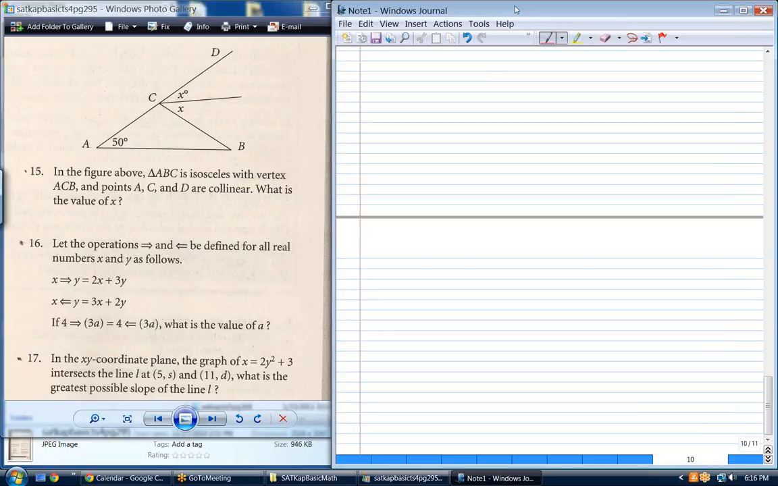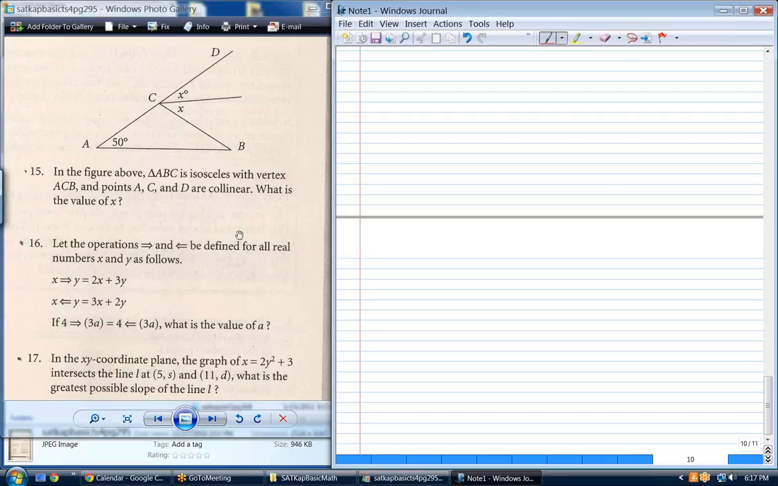Yeah. So, okay. In the figure above, ABC is isosceles with vertex ACB. So this is the vertex of this isosceles triangle. And points A, C, and D are collinear, meaning they lie on a straight line. What is the value of x? Usually every piece of information they give you is important. Not always, but usually. So we know this isosceles triangle has to be significant.